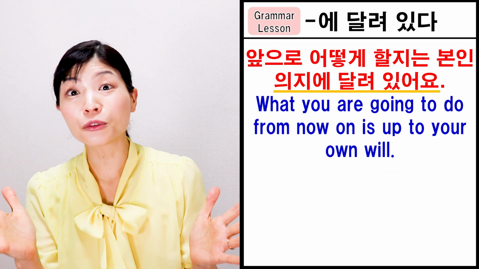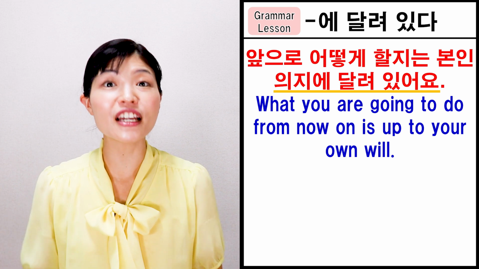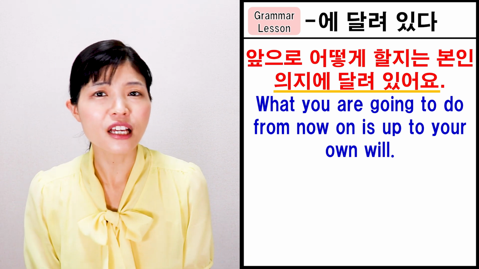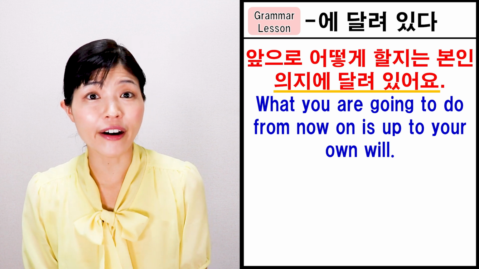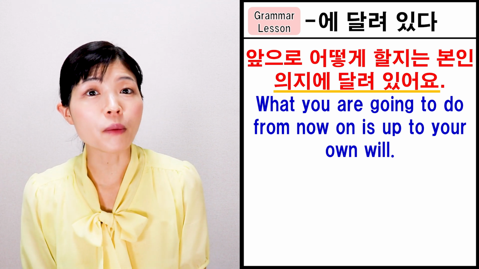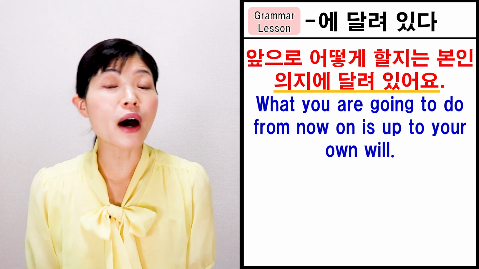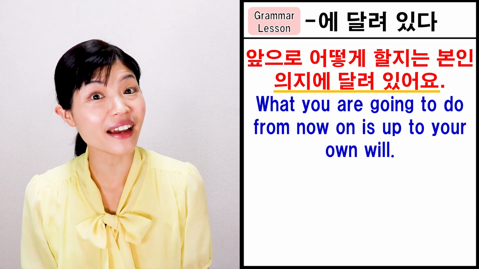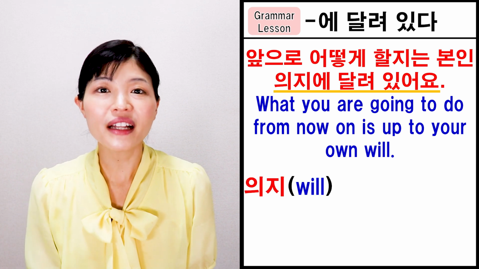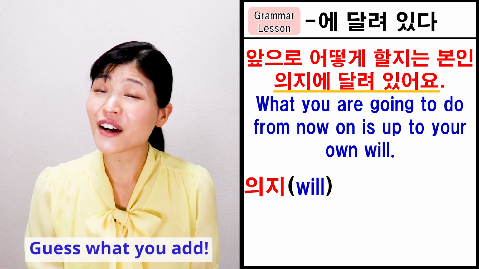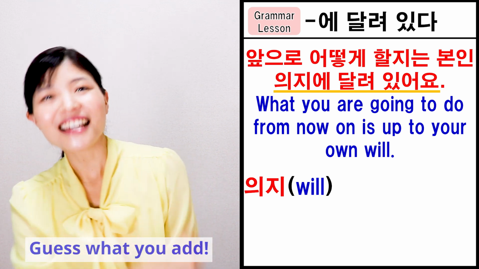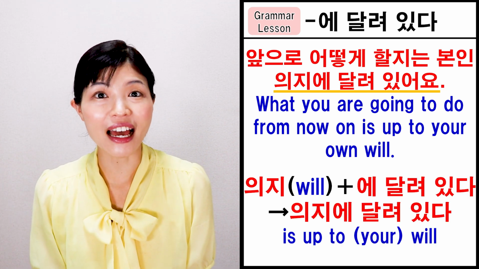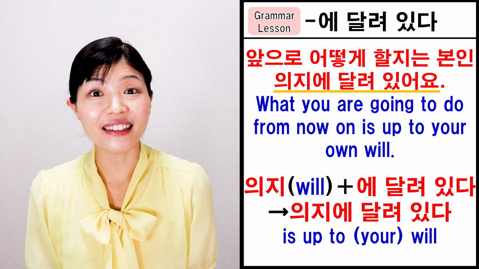Okay? Then let's read the next sentence to see what it depends on. 앞으로 어떻게 할지는 본인 의지에 달려 있어요. What you are going to do from now on is up to your own will. For sure, your will is the most important, right? Here, 의지, will, is a noun. So what do you have to add? Yes, you add 에 달려있다 to make 의지에 달려있다, is up to your will.